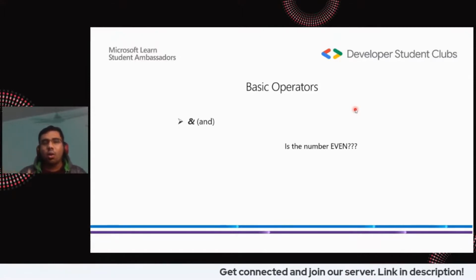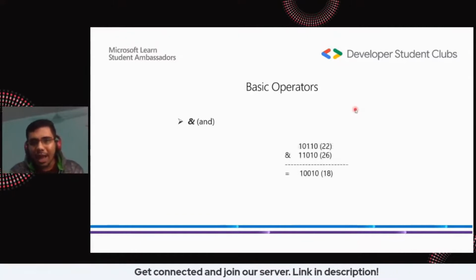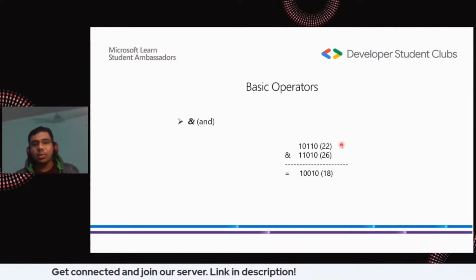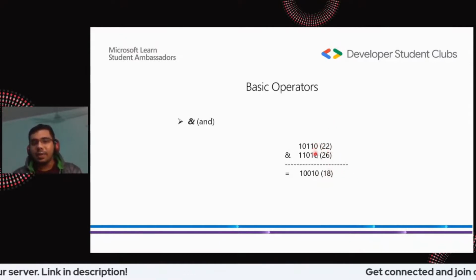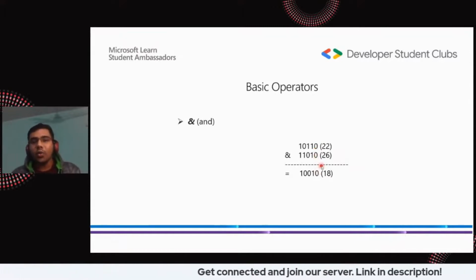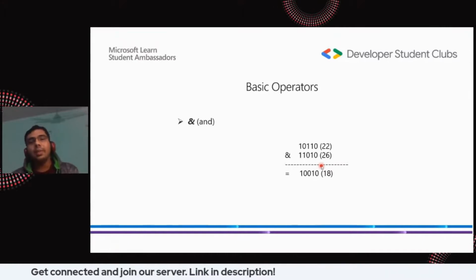Similarly, if you just look at all the even numbers we have in the last slide here, look at this 22, 26, 18, all of these are even numbers. But look at this last bit. The last bit here is 0. And this should be common for all the even numbers. For all the even numbers, our last bit will be 0.